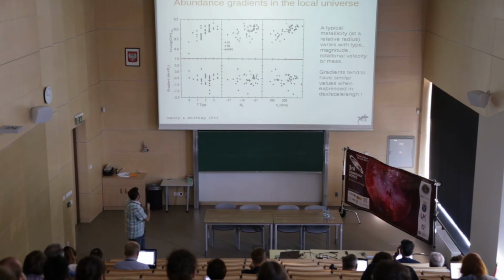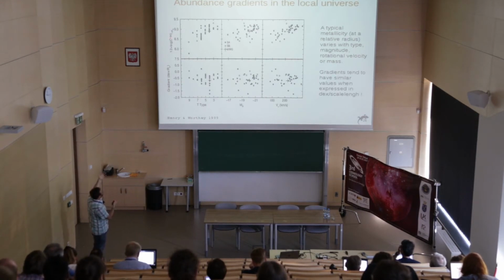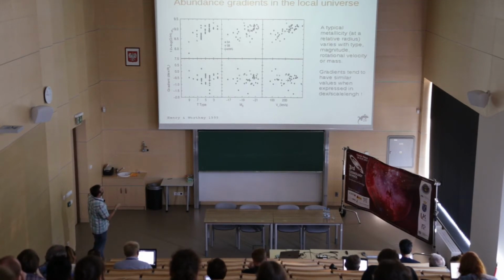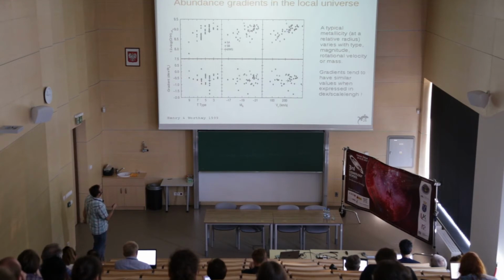So here is the value of the abundance of oxygen at a given characteristic radius in galaxies as a function of the type, of the magnitude, or of the rotational velocity of the galaxies. And there are some trends, which maybe are not very nice here, but you can find maybe more recent work with the mass metallicity relation where you will see even nicer trends. And below, it's the gradient. So it's this variation with radius that I was speaking about.